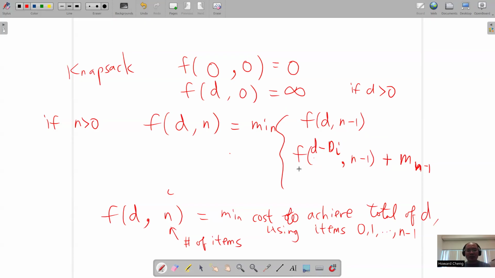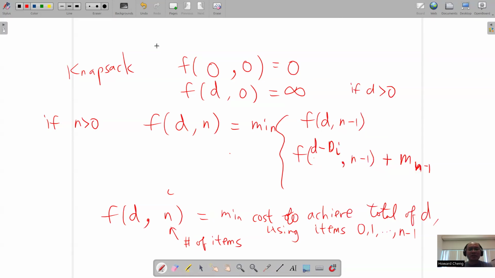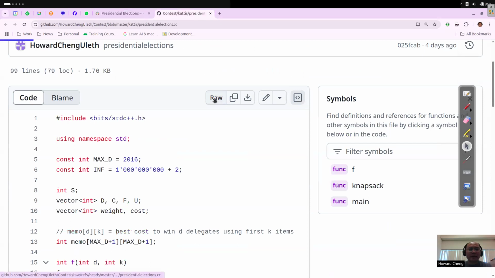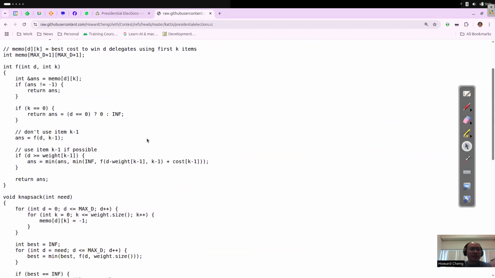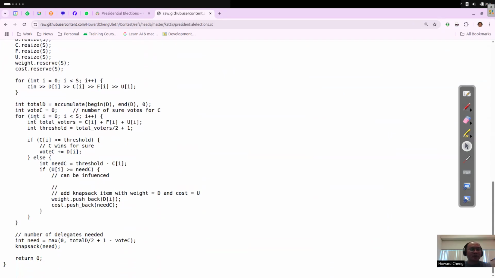Okay, so I know that I'm going a little bit fast because if you didn't know knapsack, maybe this is a little bit out of reach for you, but at least you've seen this problem and hopefully you can have a look at it a little bit. And if you've seen knapsack before, this is how we transform the problem into a knapsack problem. So my code, I have the knapsack part, and then I have the part that I do to form the knapsack.